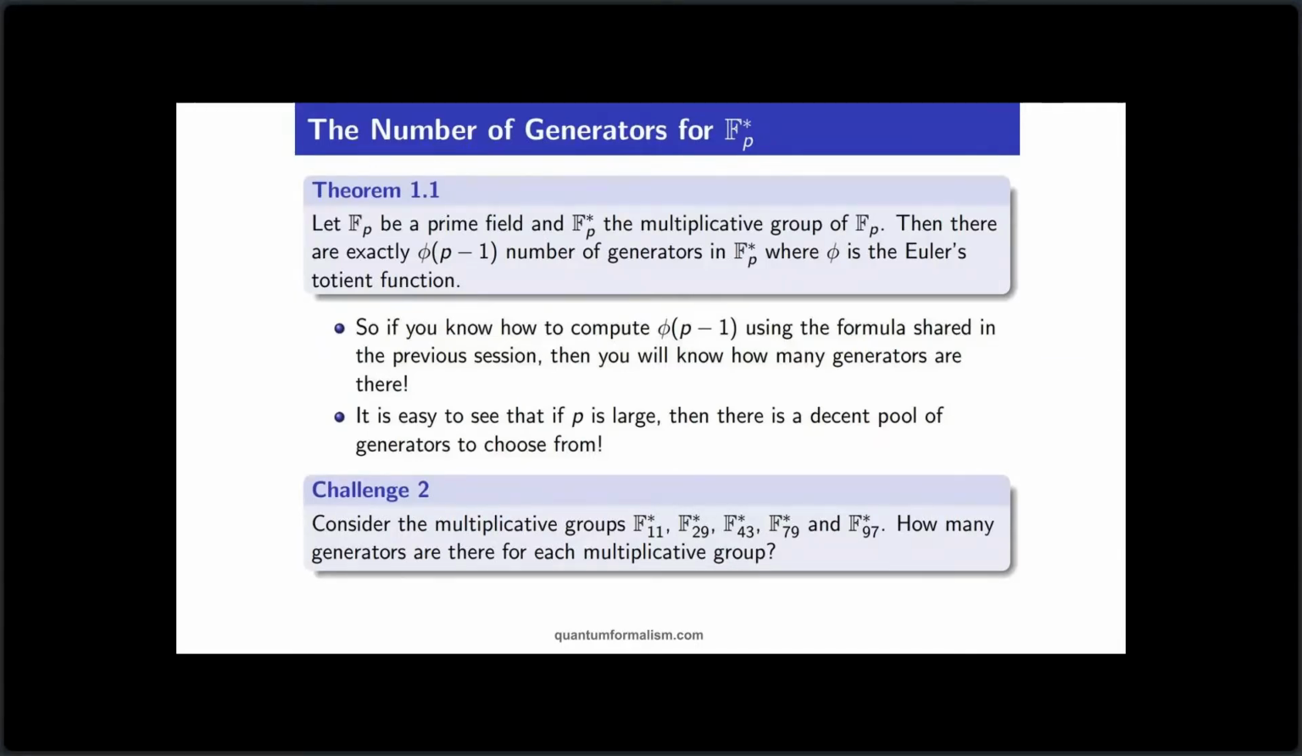These are all prime numbers, I claim. I hope I didn't make any typo. So the question is, how many generators are there for each multiplicative group? Well, you already know the formula. In the previous session, you learned how to compute this using Euler's totient function. You should be able to figure out how many generators. Okay, so far so good.